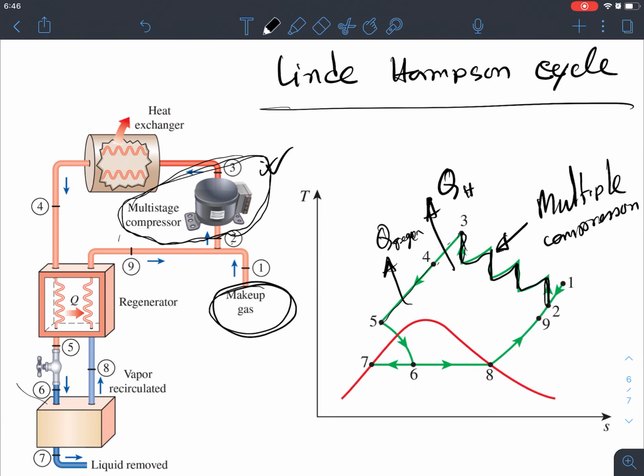So that's all about this Linde-Hampson cycle. So we know the differences between all of those refrigeration cycles, meaning the difference between cascade and multi-stage, and the difference between multi-purpose and Linde-Hampson, right? So that's all about today's topic. We'll go ahead and solve a math problem. Thanks for watching this video.